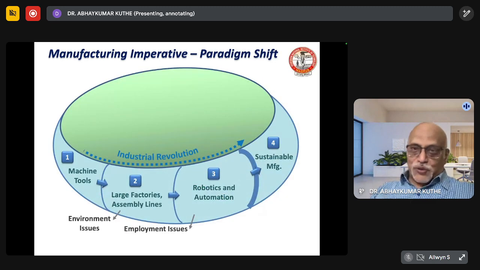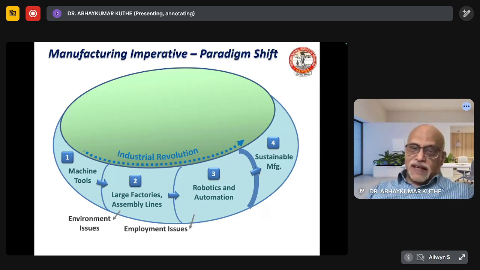Now let me show you, from a manufacturing perspective, the manufacturing imperative for the paradigm shift. The first one is the machine tool. Secondly, the large factory assembly lines and robotic automation. This is how the industrial revolution started. We talk about industry 1.0, 2.0, 3.0, and 4.0, but we generally look at it from this angle. Earlier it was machine tools. Later it was large factories and assembly lines, and there was an environmental issue. Then robotics and automation came, and there became employment issues. And today, when you talk about industry 4.0, we talk about sustainable manufacturing.